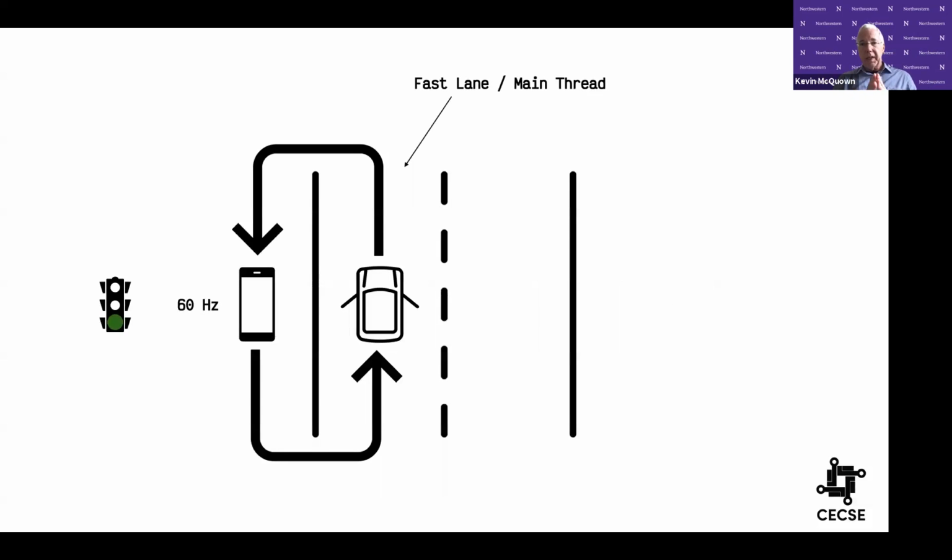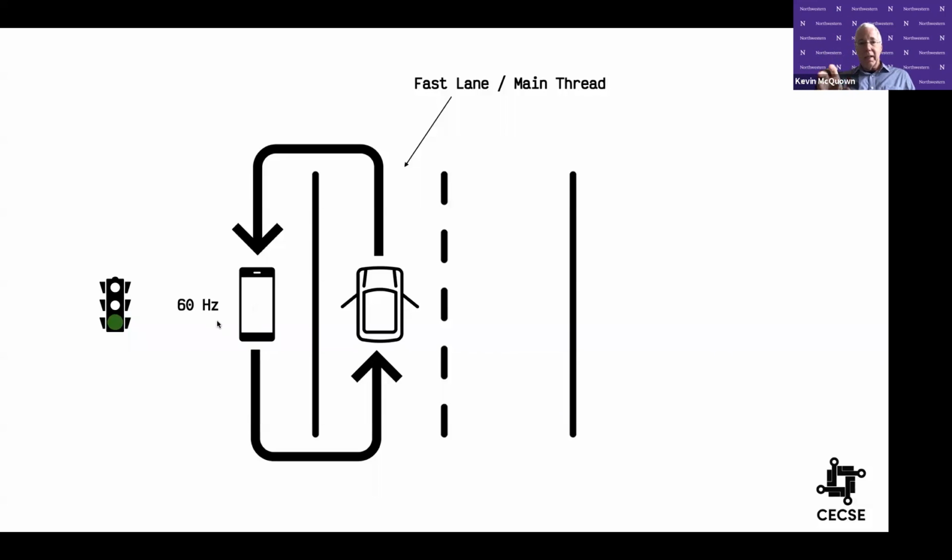So one of the things I want to do is relate this to lanes on a street, and the car is going to be the task. That's your task that you're running, and it's the code that you're running on your iOS app. And what I'm showing here is that this car just runs around in a circle as fast as it can so that it can update the display on our phone at 60 hertz or 60 times a second.